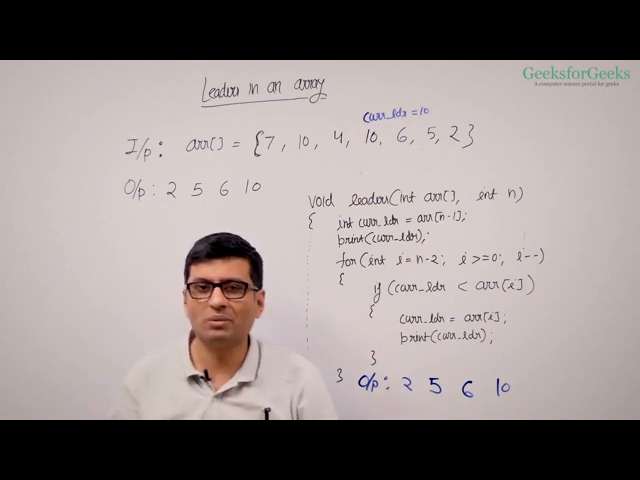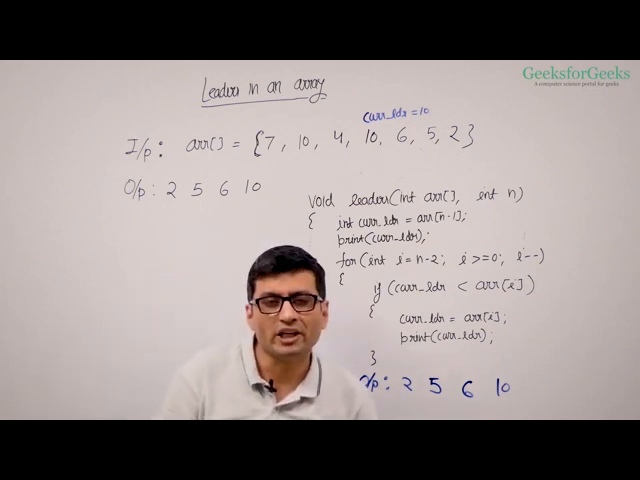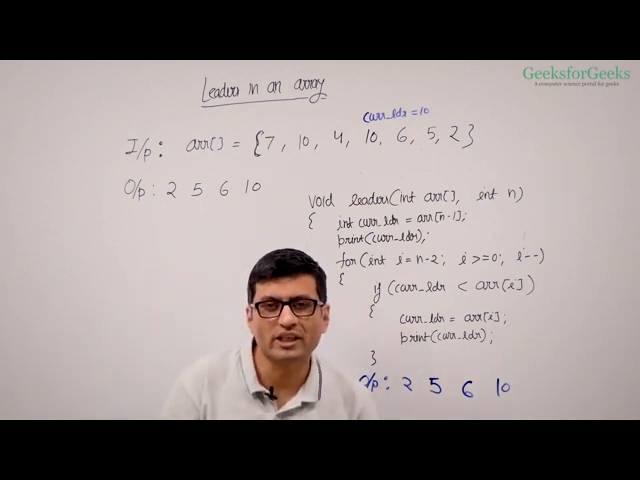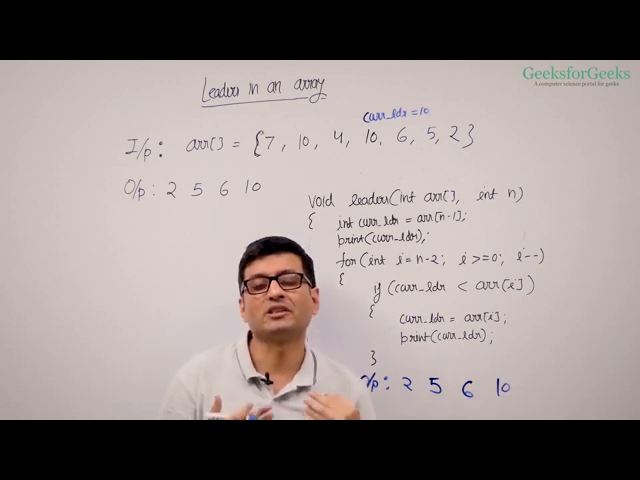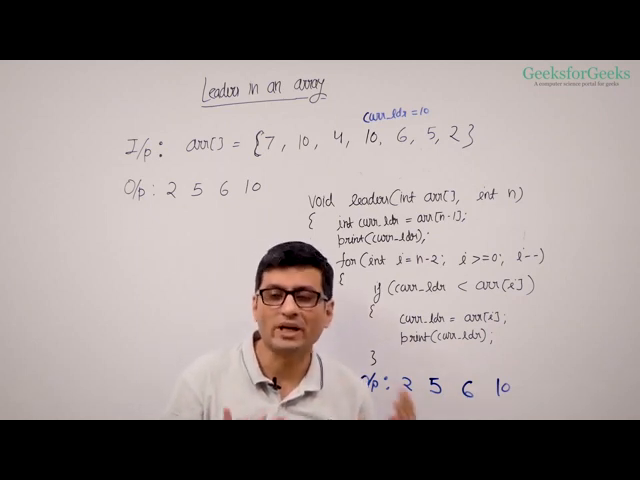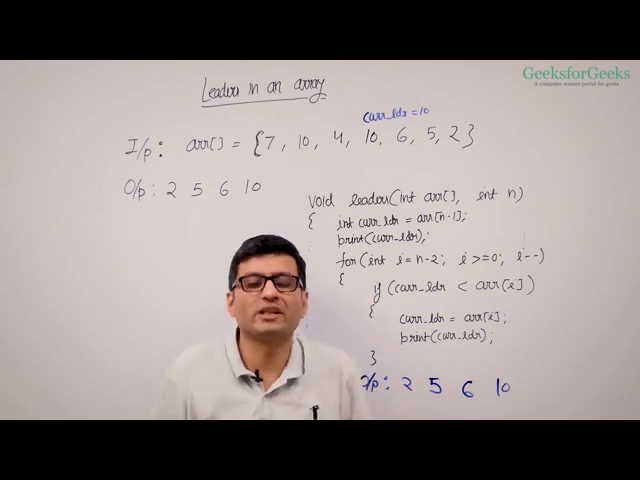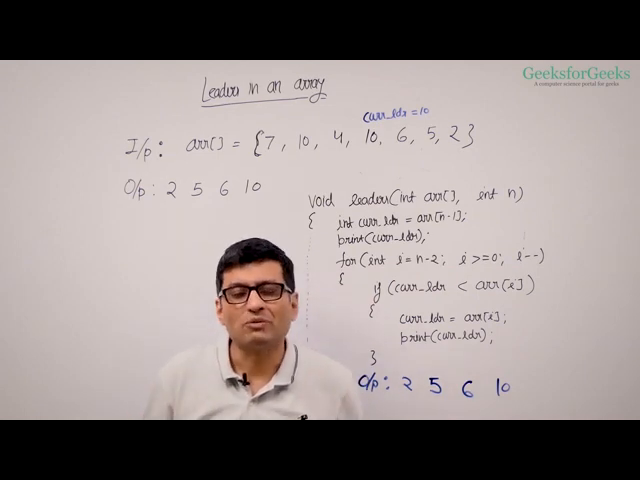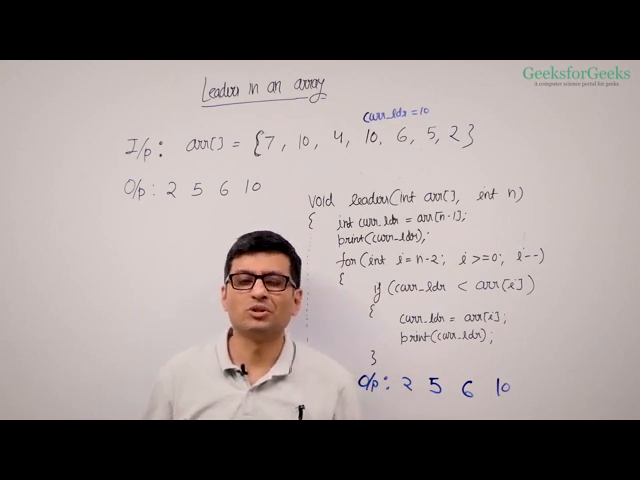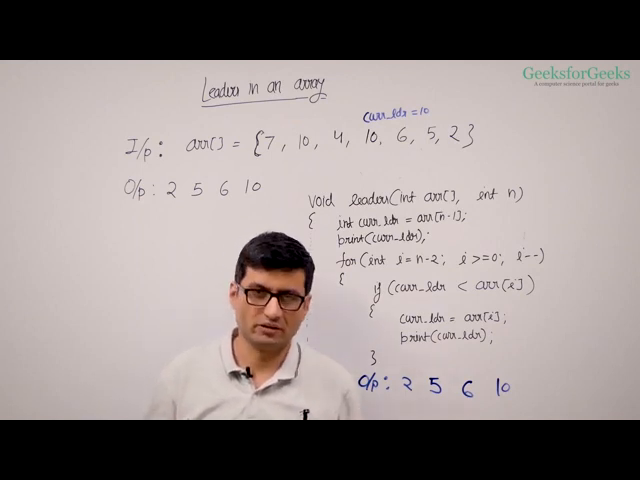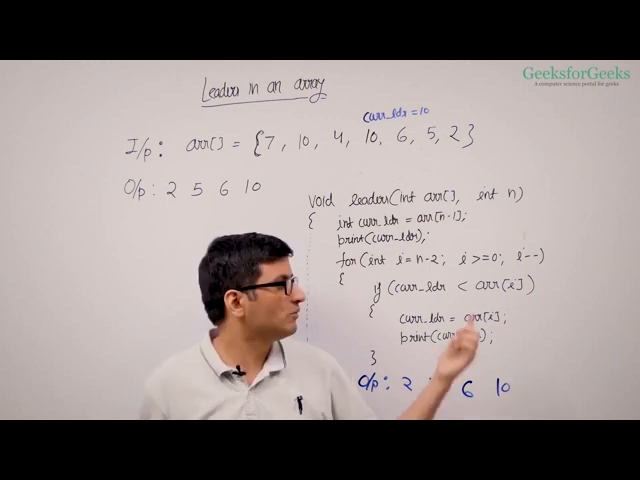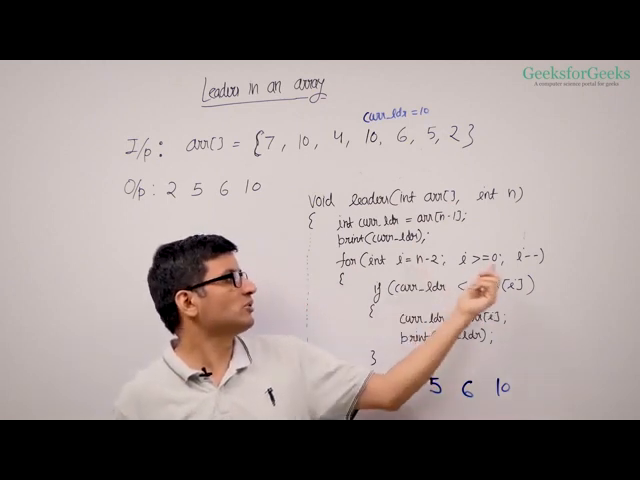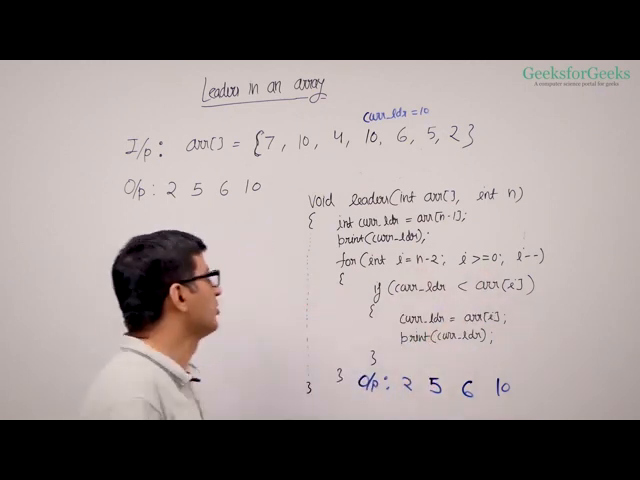And the idea is simple. You maintain the current leader, which is the maximum from the right side. If your current element is greater than the current leader or maximum from the right side, then you make it the current leader or maximum, right? And you print it. Now, how much is the time complexity of the solution? This solution is simply theta n. We are running a loop from n minus 2 to 0. So it's a theta n solution.